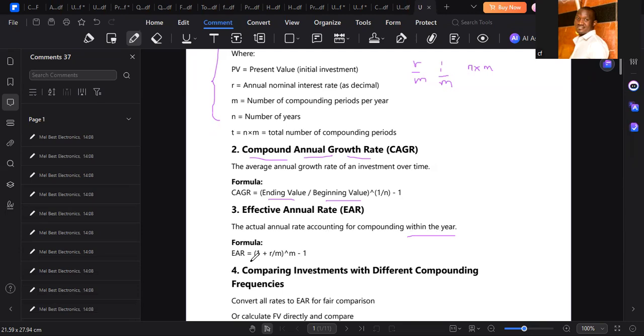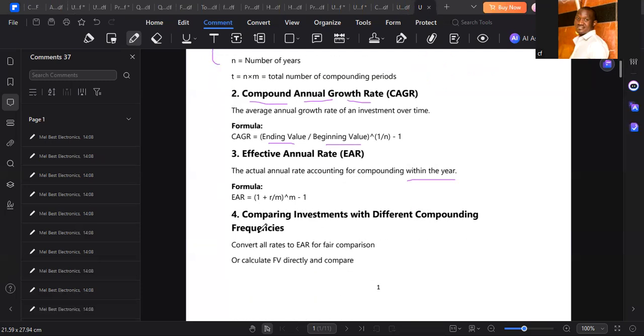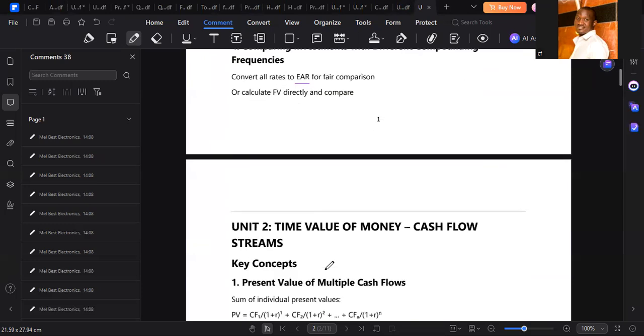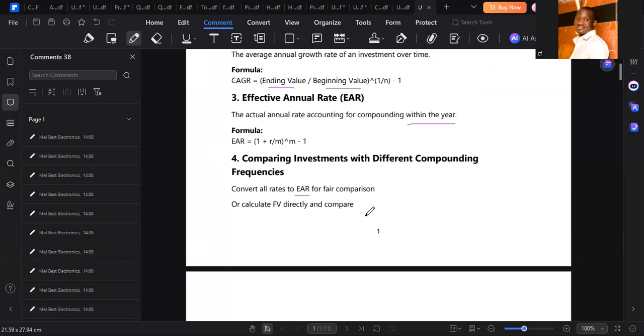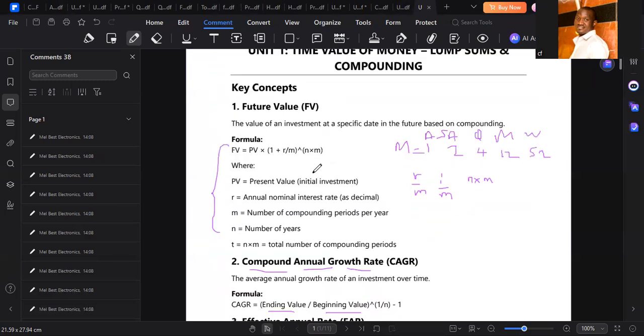Then we are going to use these interest rates when we are calculating. When we are comparing different investments, we need to ensure that we convert these rates into the effective annual rate and calculate them. All right, so this is under time value of money. The future value is simply the money we're expecting at a later time.